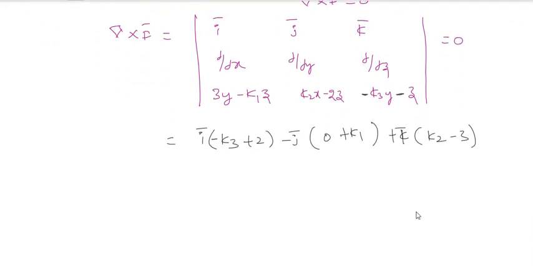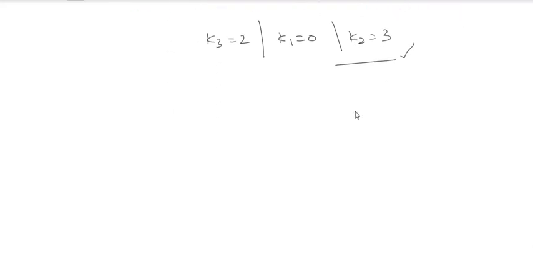If you make it equivalent to 0, your K3 value will be 2 and K1 value will be 0. Your K2 value will be 3. This is the answer for that. Clear? That is how you can solve it. These are all your previous questions only, so that is the reason why I am concentrating on this.